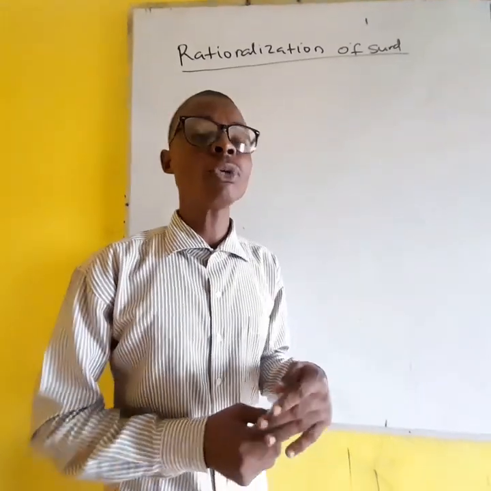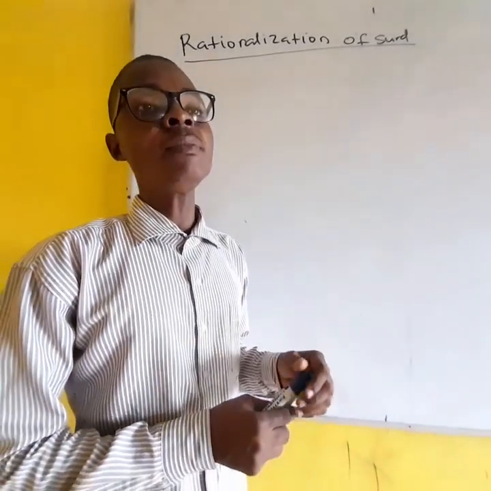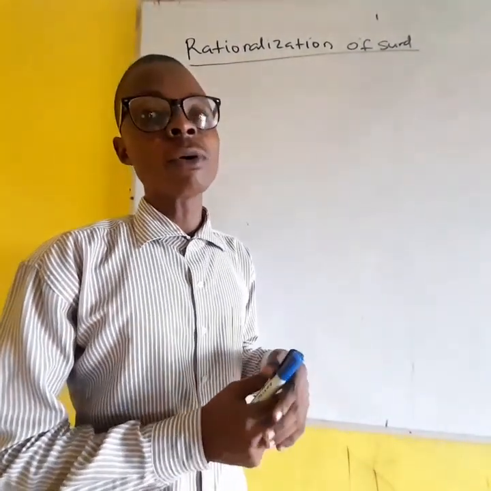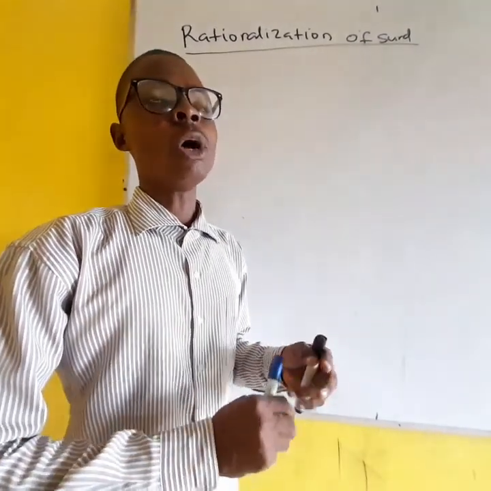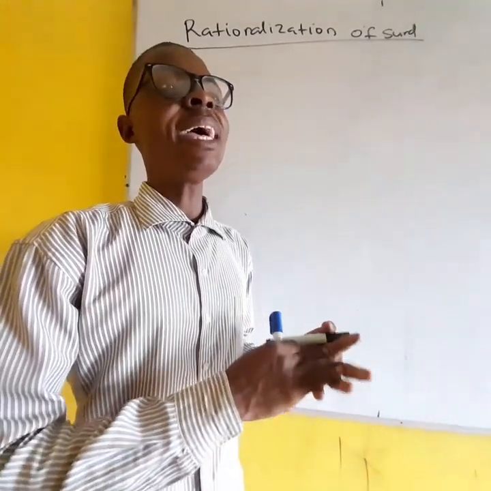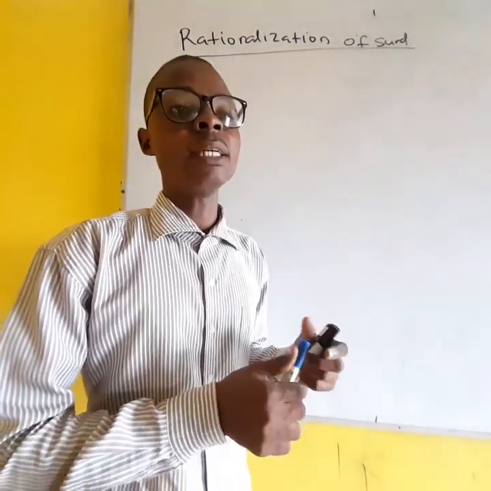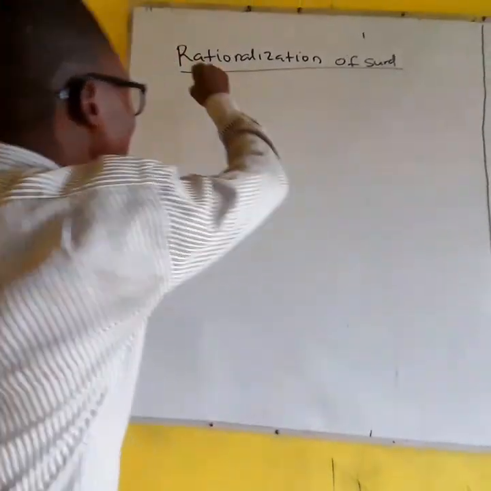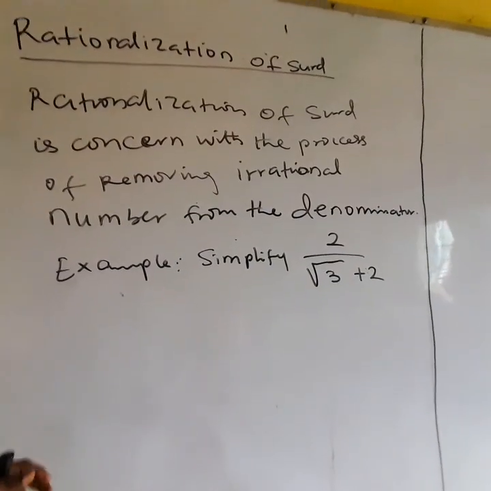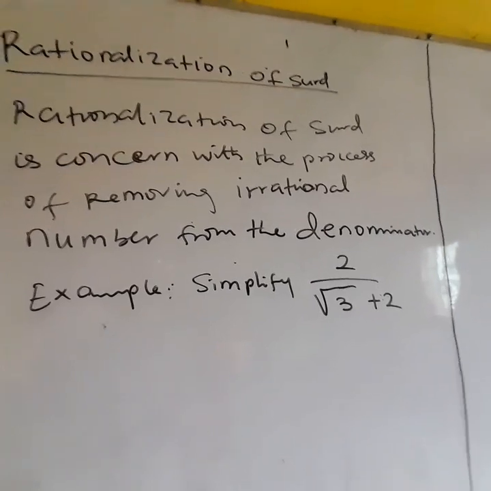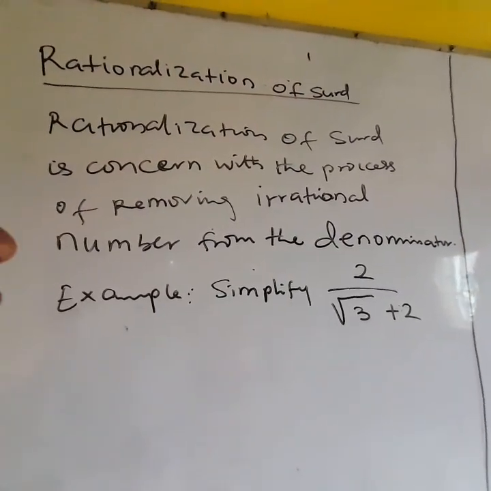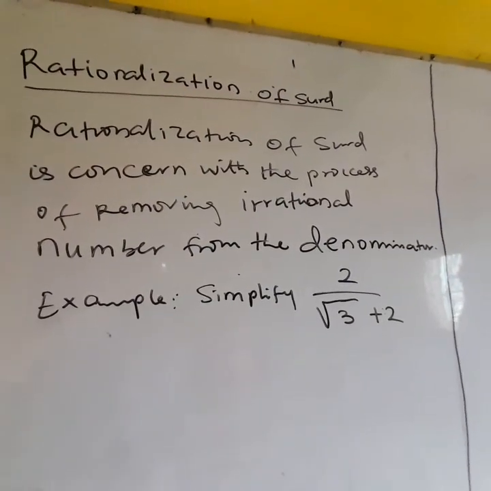Rationalization deals with the process of removing an irrational number from the denominator. In rationalization of surd, we are not expected to have any irrational number at the denominator. So let's look at it here. For example, we look at a question here. It says simplify 2 divided by root 3 plus 2.